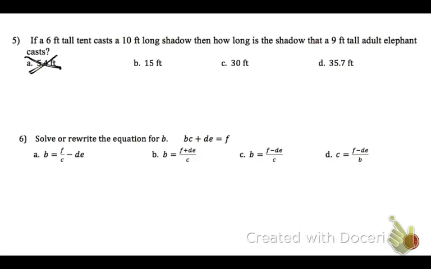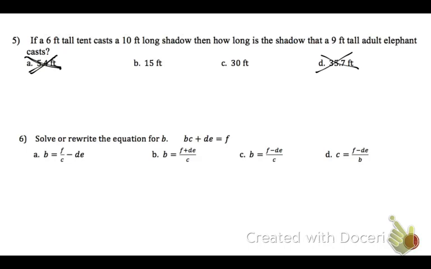Also, since our elephant is only 3 feet taller than our tent, 35.7, adding on 25 feet to the shadow seems a little bit much. So that seems like that number might be too high. So now let's solve it the correct way so we can see whether it's 15 or 30, which still seems a little high to me. So I'm leaning towards 15 on this one.